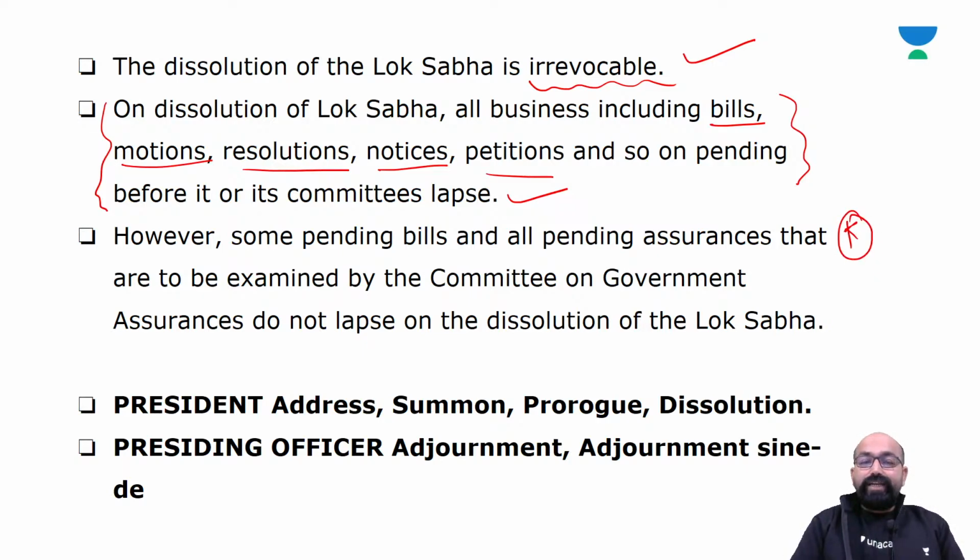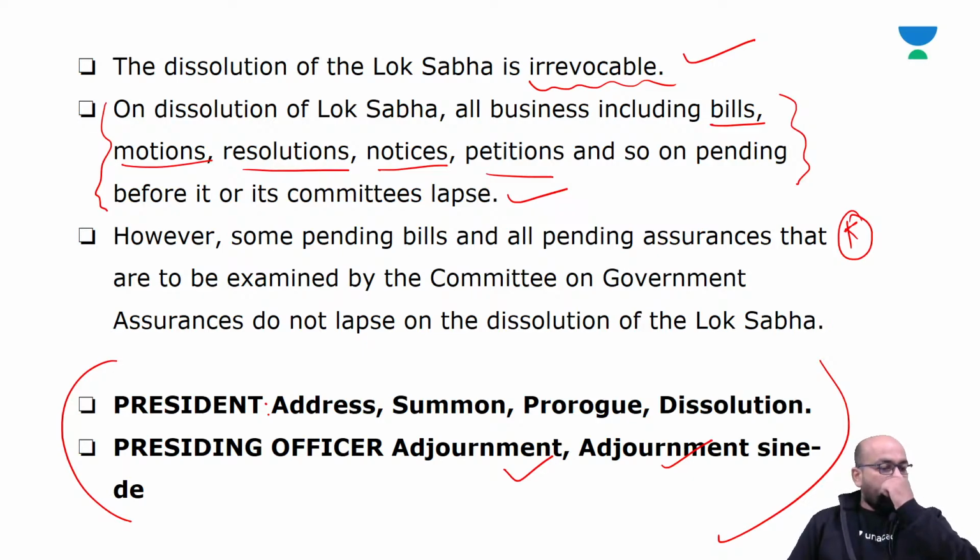The president can address, summon, prorogue, and dissolve the house, that is the Lok Sabha, and the presiding officer can adjourn and adjourn sine die. These are their powers.